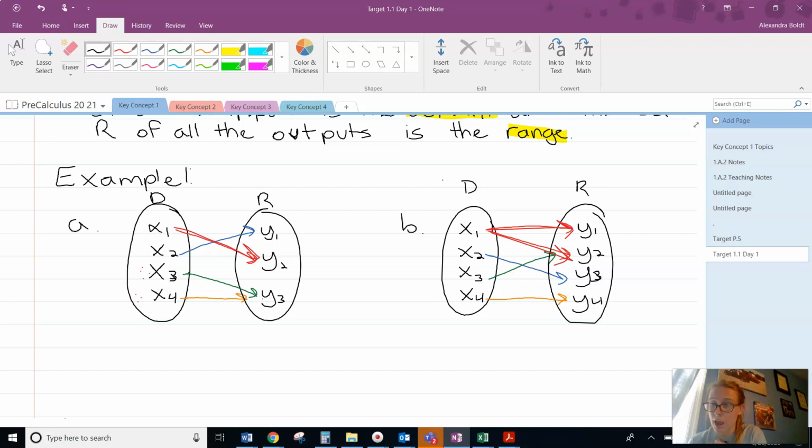So a lot of students look at this one and go, oh wait, both of these are going to the same thing. That doesn't matter. Your two x values can go to the same y value. The opposite doesn't work. One x value can't go to two y values. So this is a function.